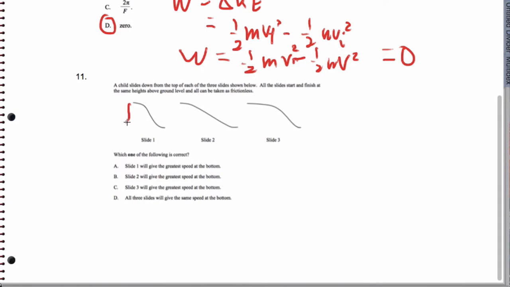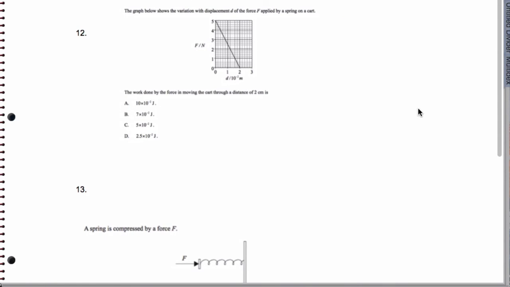Now here, the heights. We got height, height, and height. Here's the deal. If you start from the same height and there's no friction, you're going to end up with the same speed regardless of the shape of the path. Now, the time to slide may be different. I suspect that this is the shortest time, this is the middle time, and this is the longest time to slide down. That's what I suspect. But as far as the speed goes, all that matters is how high you started from. That's it.